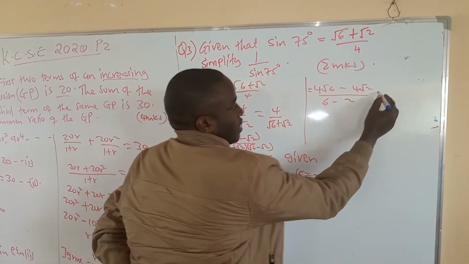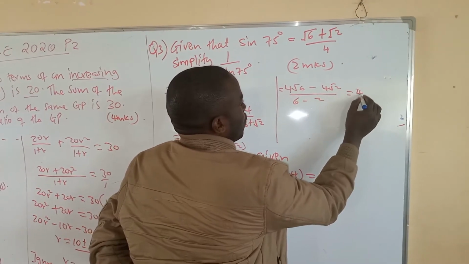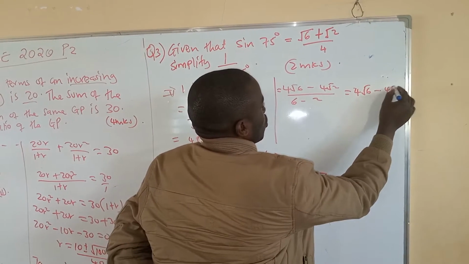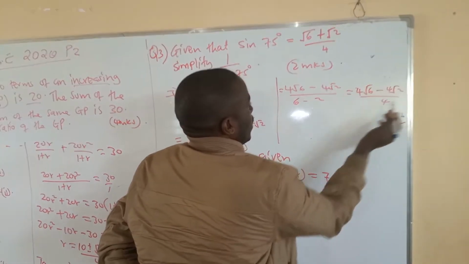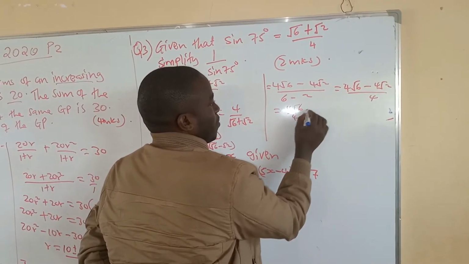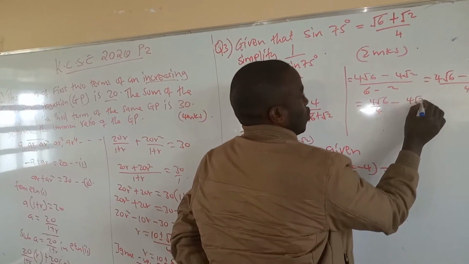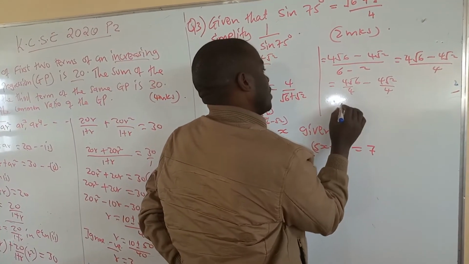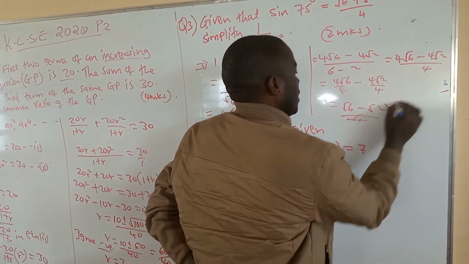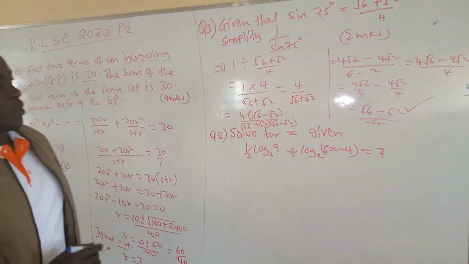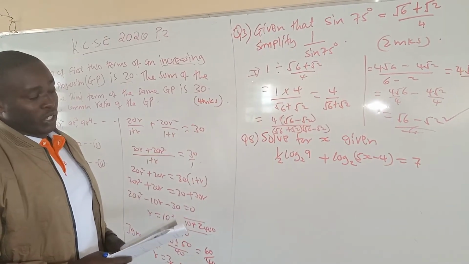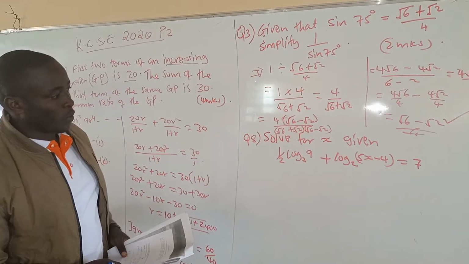So this is the same as 4 root of 6 minus 4 root of 2 all over 4. So you divide by 4 each part, so it becomes 4 root of 6 over 4 minus 4 root of 2 all over 4. So 4 cancels, and the answer becomes root of 6 minus root of 2. That becomes the answer. So that's how simple the question was. For students it looked difficult, but it was a straightforward question.